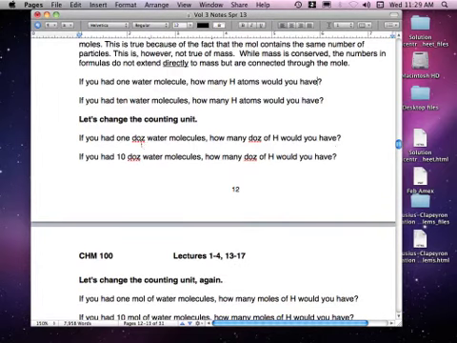Now we're going to change the counting unit. If you had a dozen water molecules, how many dozen hydrogens would you have? You would have 2 dozen. It's in fact 24 atoms, but I'm not asking that. I'm asking how many of the counting unit do you have? So in every case so far, you've multiplied by 2. If you had 10 dozen water molecules, how many dozen hydrogens would you have? You'd have 20, because you're still multiplying the counting unit by the subscript.